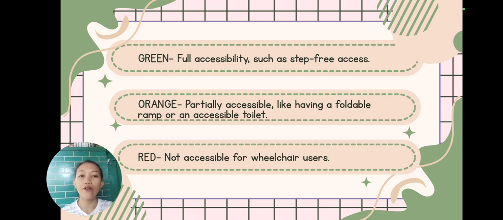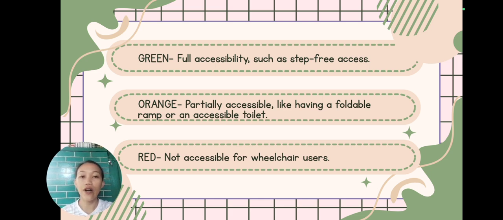Also, if you see orange, it is partially accessible, like having a foldable ramp or an accessible toilet. So it is partially accessible compared to the green. Green indicates full accessibility, while orange is partially accessible. It has foldable ramps for those people who use wheelchairs, and it also has an accessible toilet.